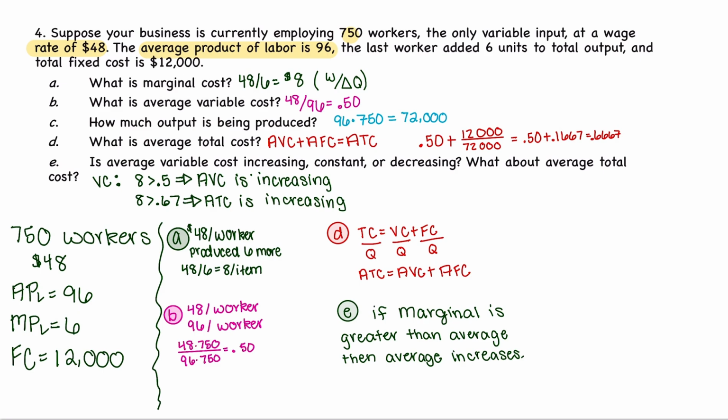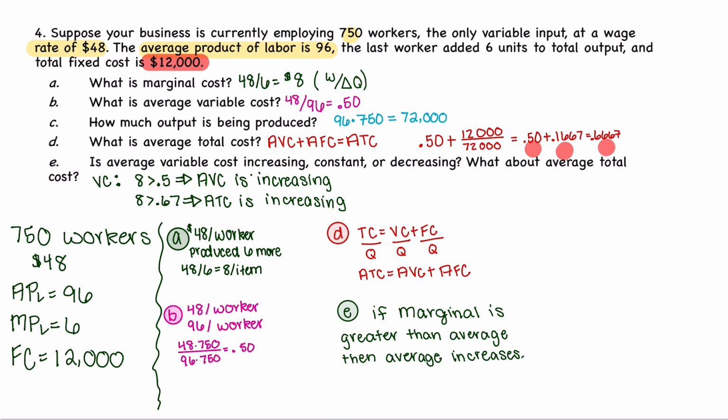What is our average total cost? Average total cost is average variable cost plus average fixed costs. We already know our average variable cost is 0.5. So to find our average fixed cost, we're going to take our 12,000 that we're given in the problem, divide by our quantity that we're producing, 72,000, and we're going to add those two together. So 0.5 plus 0.167 gives us 0.667, or 2/3.